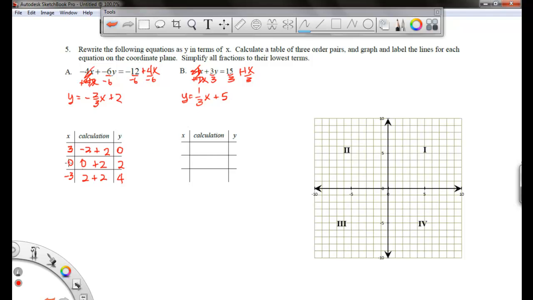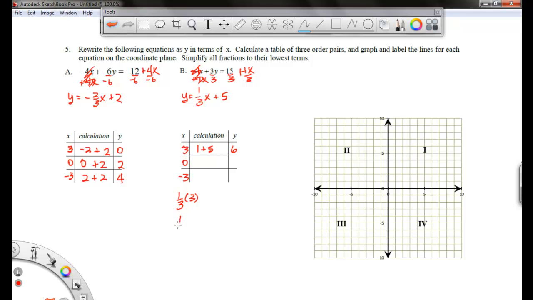So now I can choose multiples of 3 again. I can choose 3, 0, and a negative 3. So 1/3 times 3, that'll give me 1. So I have 1 plus 5. This 5 comes from there. So that should give me a 1 plus 5 is 6.